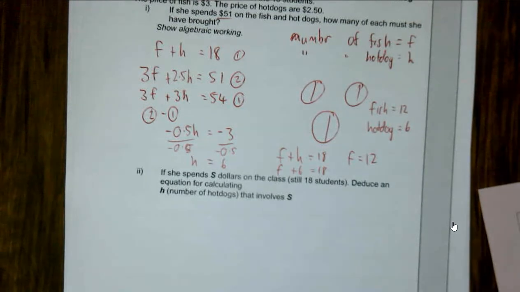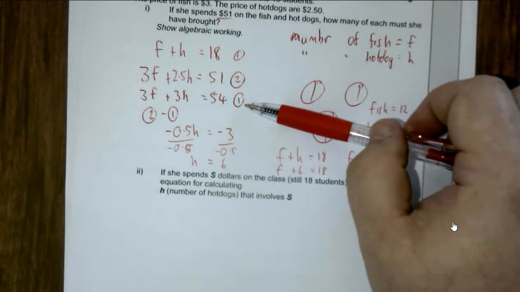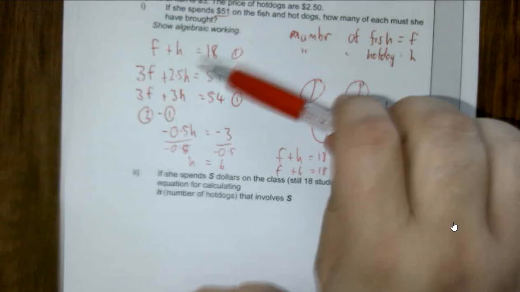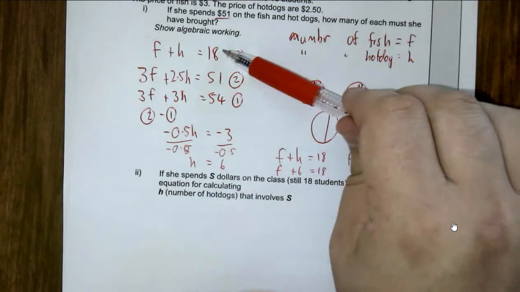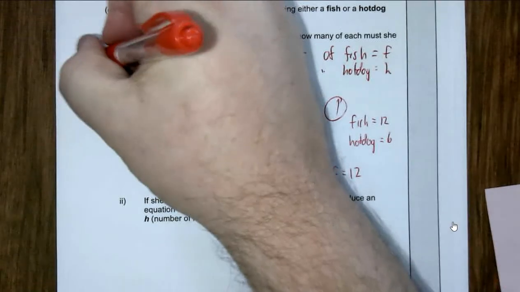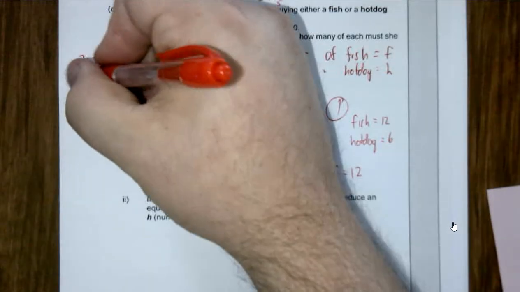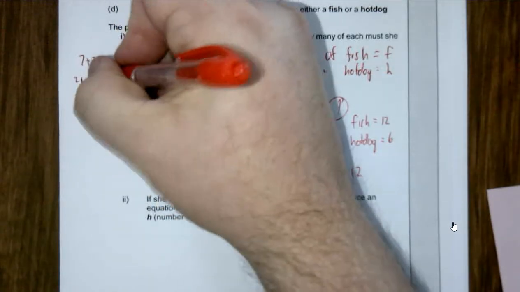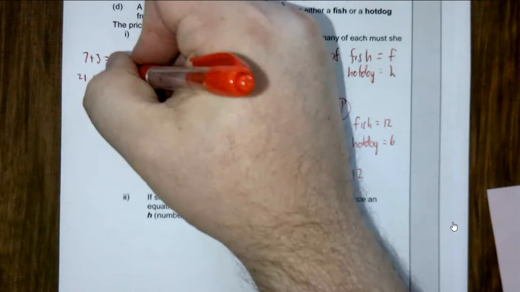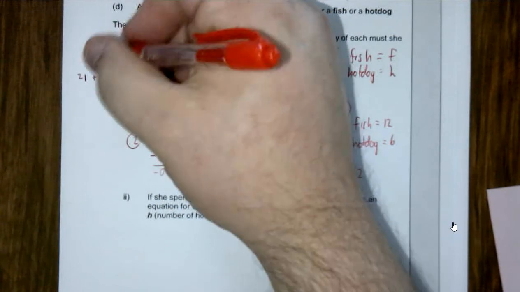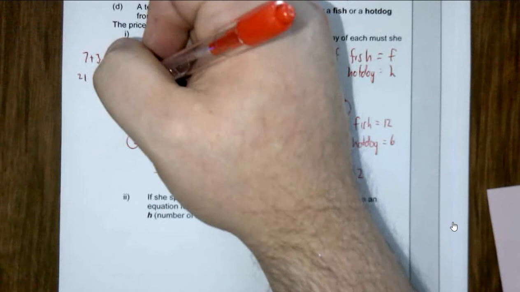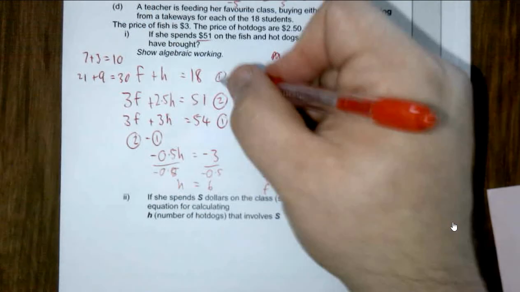Where did this equation come from? All I did was I multiplied every single part of this by 3. If I think of the equation 7 plus 3 equals 10, if I multiply 7 by 3, I get 21. If I multiply 3 by 3, I get 9. If I multiply 10 by 3, I get 30. So it proves that you can multiply everything by a number, and the equation will stay the same, right? So really, these two equations are exactly the same equation.